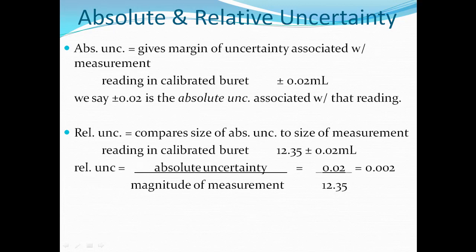The relative uncertainty compares the size of the absolute uncertainty to the size of the measurement. All that really means is you're dividing the uncertainty by the magnitude of the measurement. For example, your reading in the calibrated burette is 12.35 plus or minus 0.02. So the relative uncertainty of that would be 0.02 divided by the magnitude of that measurement, which is 12.35.